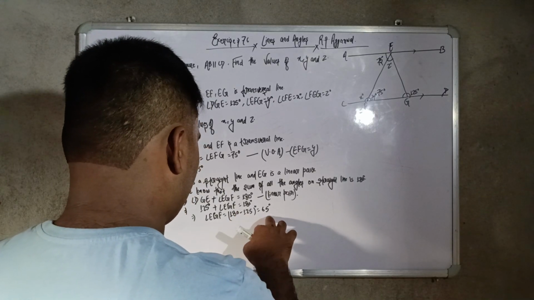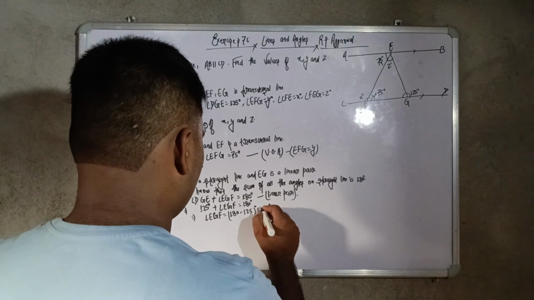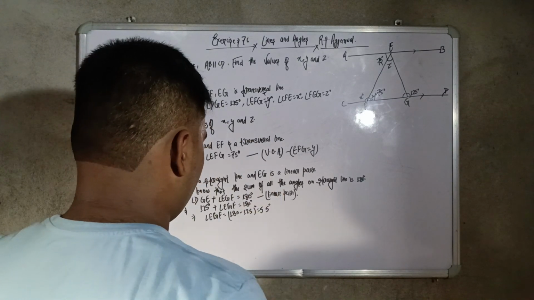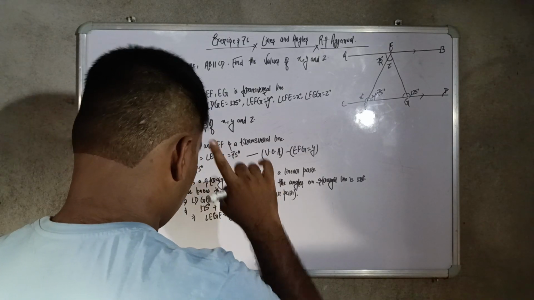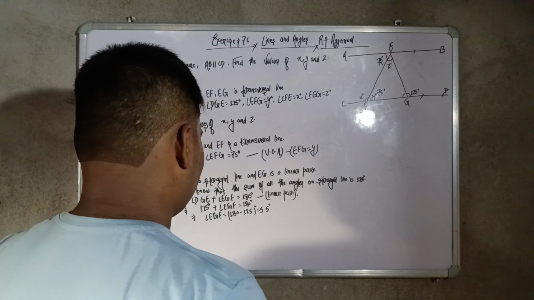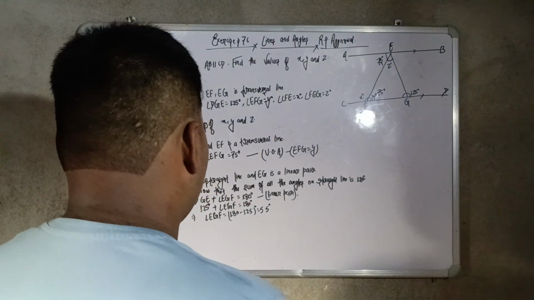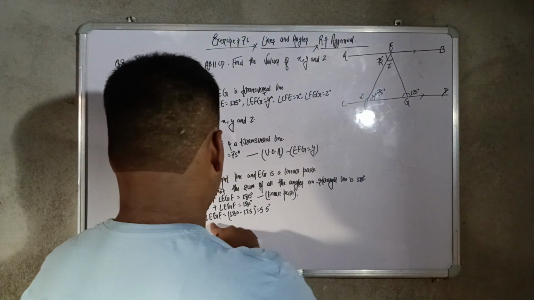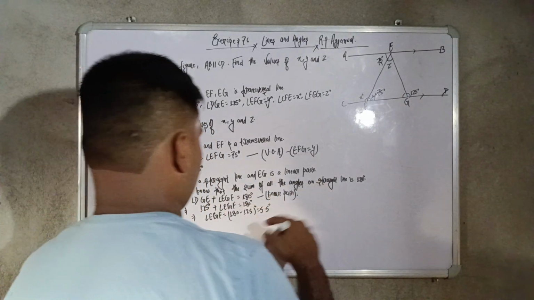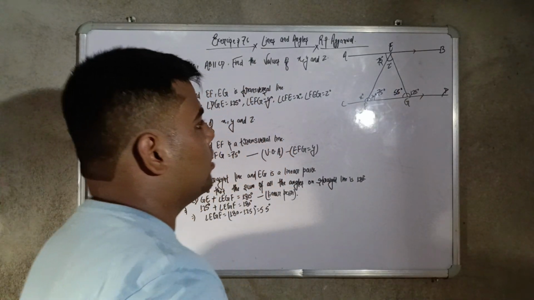10 minus 5 is 5, 7 minus 2 is 5, sorry, 55 here. We have to add 5 and 5, 10, and 1 to 5, 7, 1, 8. The value of angle EGF is 55 degrees.